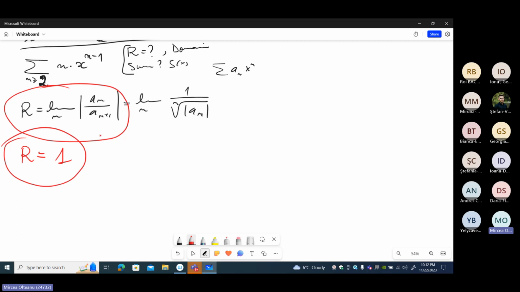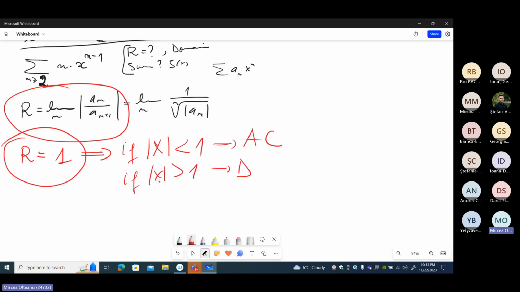Now, what's the theoretical result from here? What does it tell us about the convergence of the series? It says the following: since it is centered at 0, if the modulus of x is less than 1, then our series is absolutely convergent. If the modulus of x is strictly greater than 1, it is divergent. So this is the theoretical result called the radius of convergence. On the open interval (-1, 1), if we fix an x here, we get an absolutely convergent series of numbers.